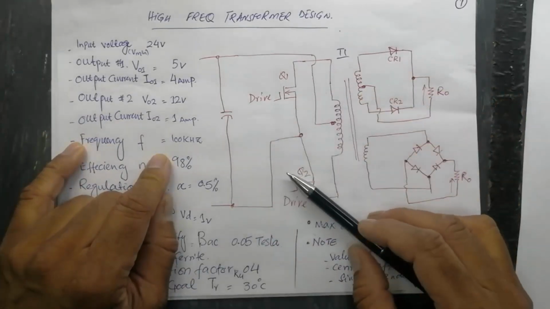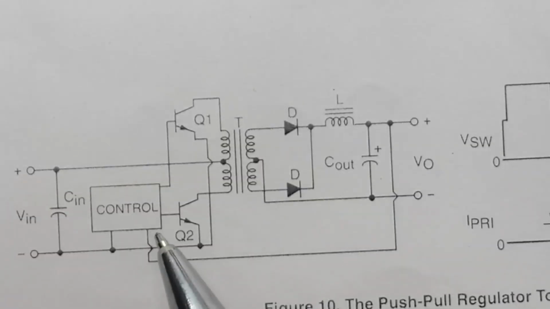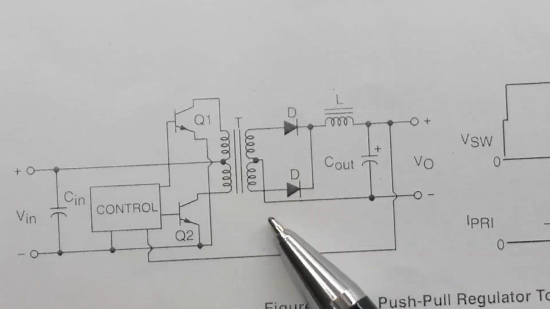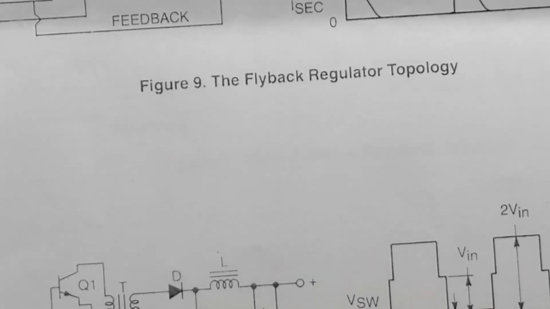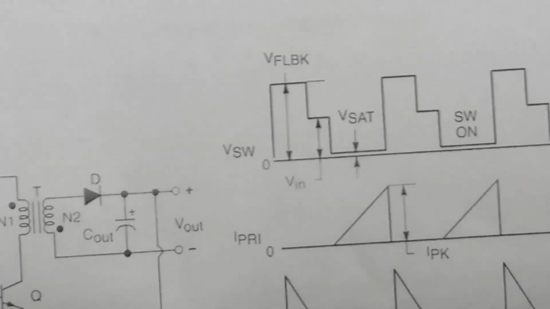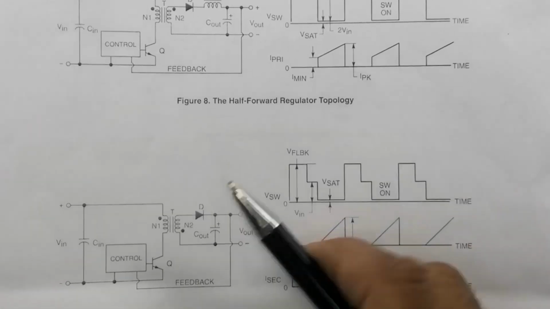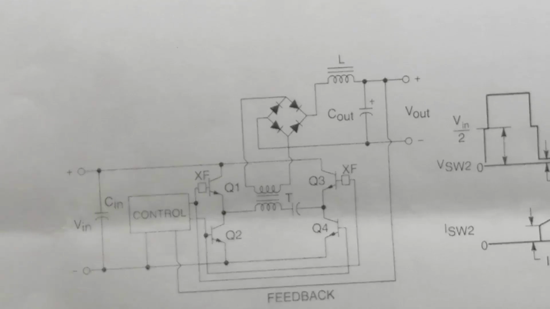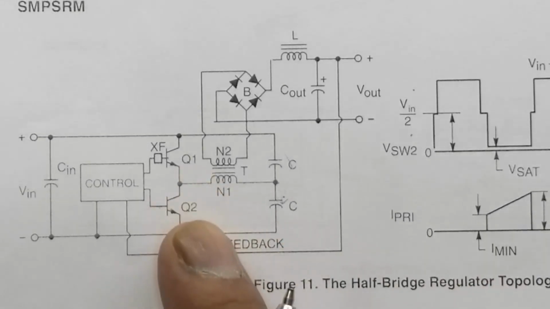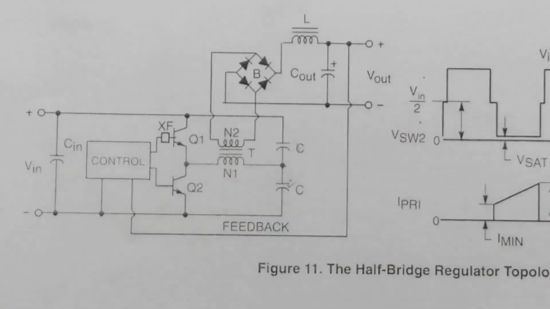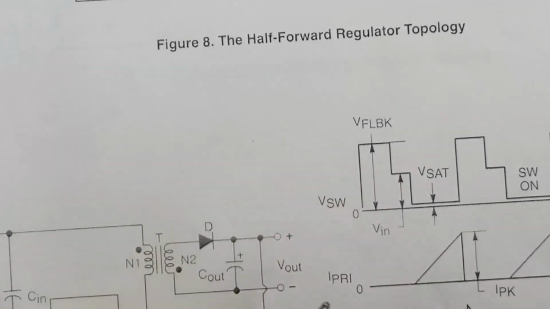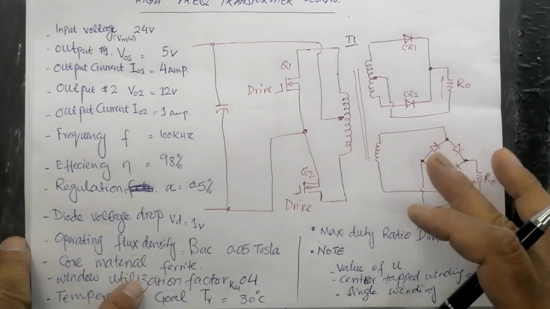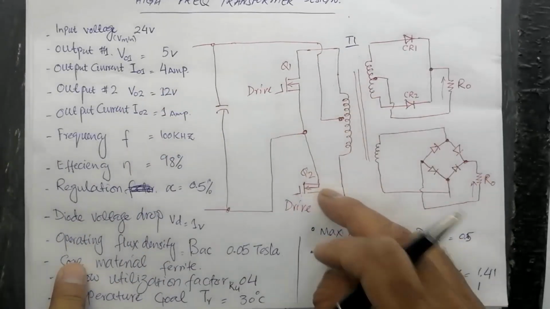It is a push-pull topology. I am going to demonstrate this topology. Push-pull: center tap input, center tap output, and one extra output. If we want to use a flyback regulator, we can use a half forward. If we want to use full bridge topology or half bridge topology, whatever we want to use, its factor will be added to the selection of the core. In this video, in this calculation, we will use push-pull topology.